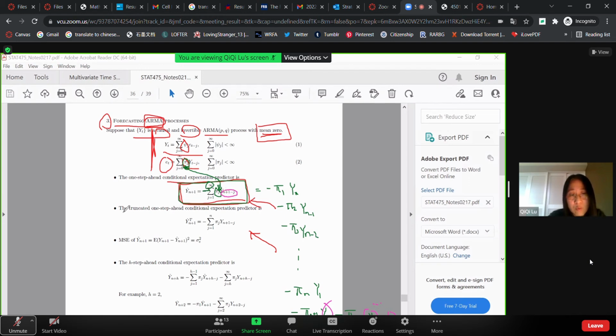So we have one called truncated one step ahead. T here stands for truncated. So y n plus 1, truncated one step ahead. We need to put n here, not infinity, because we don't have yj when j is less than 0. Then the mean square error for one step ahead is just the noise variance here. But to compute this one, you need to know the pi j.